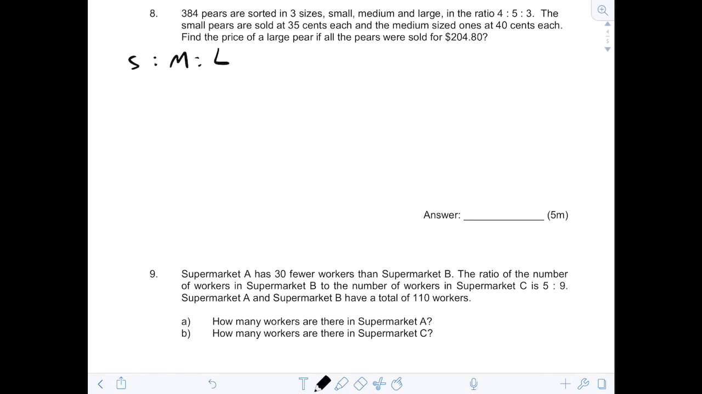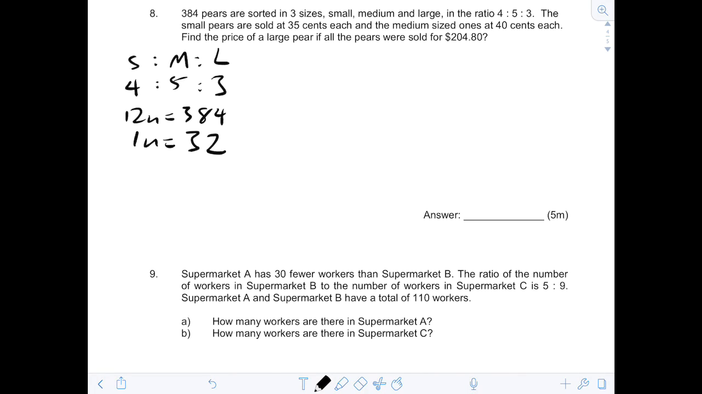Small, medium, large. Okay, and this is in a ratio of 4:5:3. Now this total is actually 384 pairs, so all we need to do now is break them down to the number of pairs for each of the sizes. So 4 plus 5 plus 3 is 12 units represents the 384 pairs, okay, and we find here that 1 unit is equal to 32.